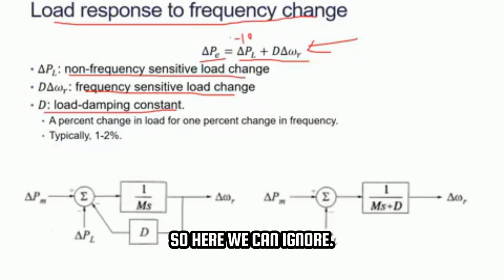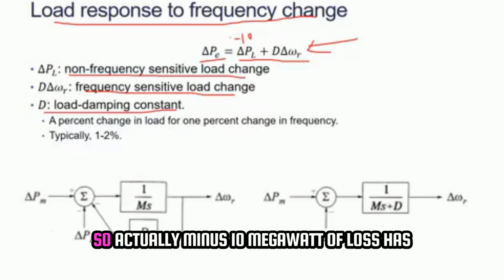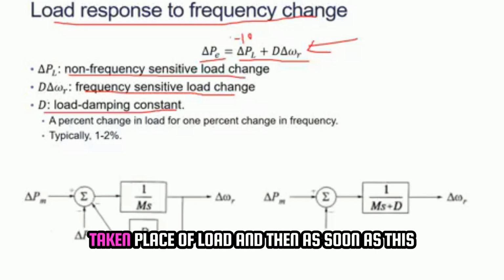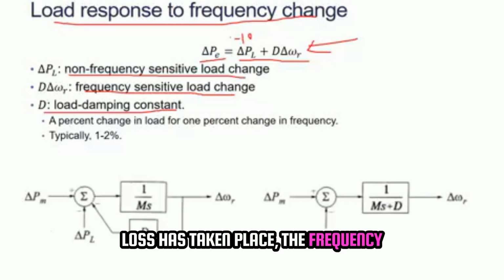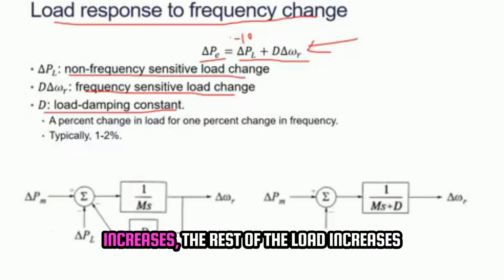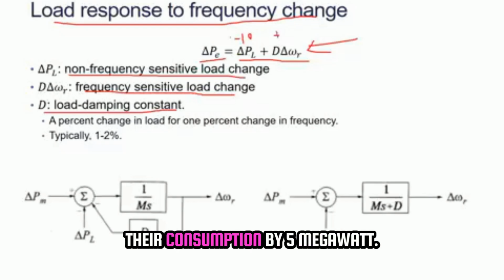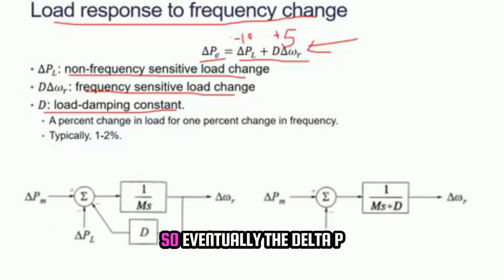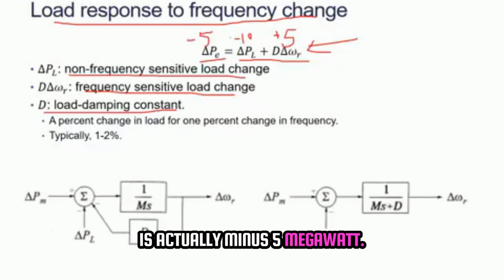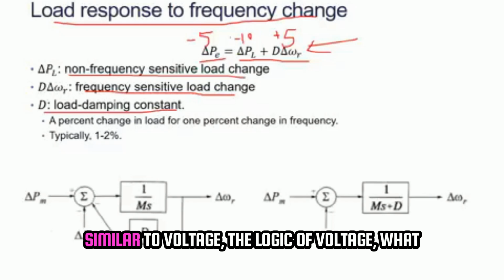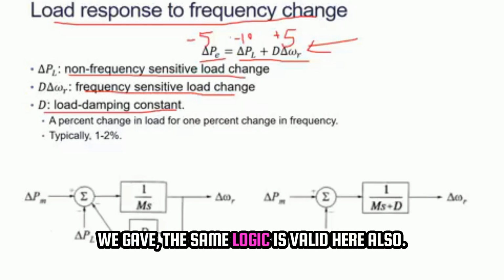So here we can ignore. So actually minus 10 megawatt of loss has taken place of load, and as soon as this loss has taken place, the frequency increases, and as soon as the frequency increases, the rest of the load increases their consumption. So let's say they increased their consumption by 5 megawatt. So eventually the delta P is actually minus 5 megawatt. You get my point?